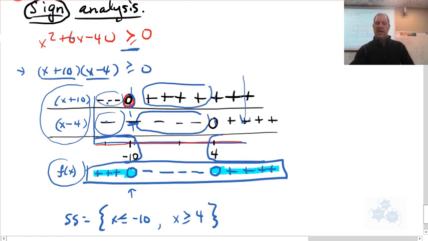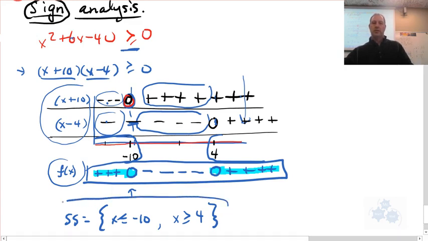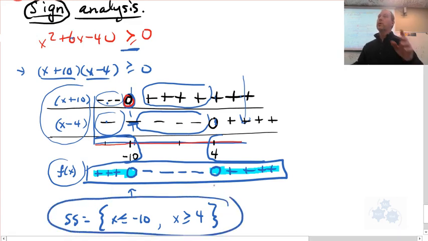Okay? So again, that's your first look at sign analysis. Hopefully that helps to kind of get you started on sign analysis and your initial understanding. And like I say, in pre-calculus 30 and in calculus, we'll use this a lot and you'll get really good at it. But that's kind of how sign analysis works. Any questions? No questions?